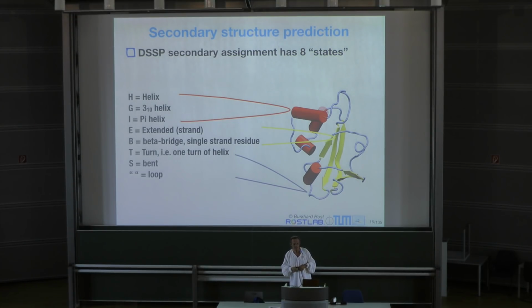There are 8 different states when we look at the DSSP assignment that uses the hydrogen bond patterns, but they can be merged into 3 major states. So these are all helical states here, H, G, I. Typically the acronym that I will use is H for that. And there's the extended, the strand, and the beta bridge. So E and B is typically what I would call E. And then there are T, S and the space that I will refer to as loop or other.